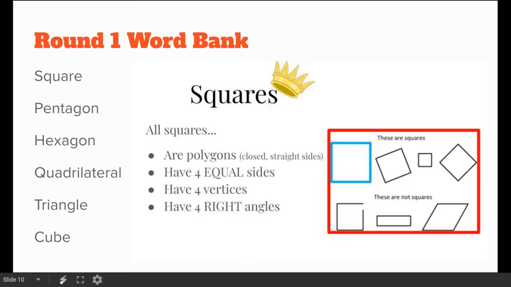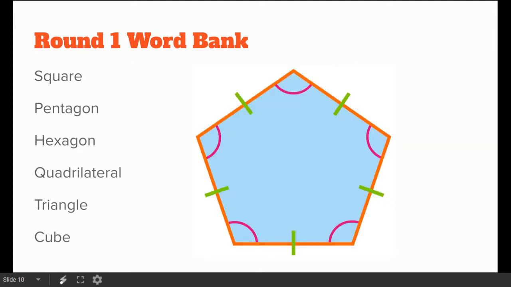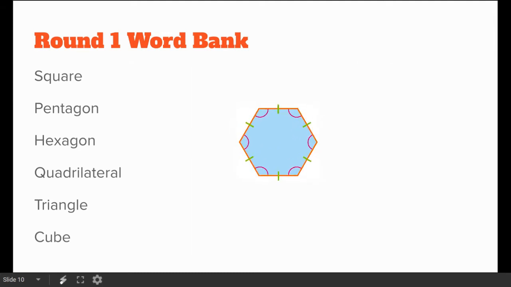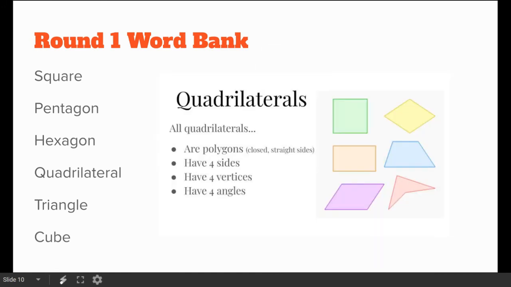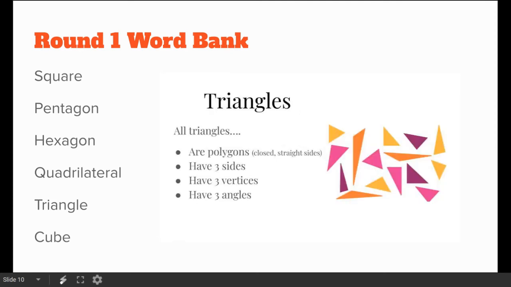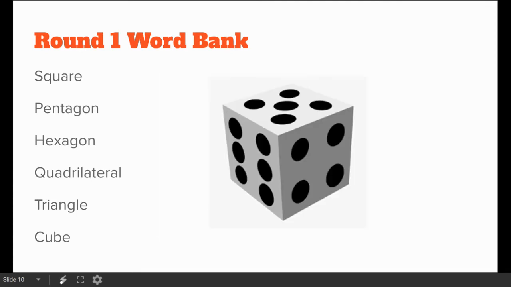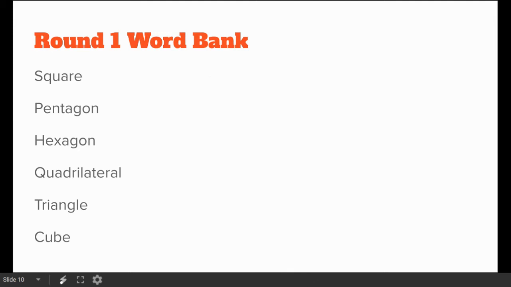Squares are our royalty. They are super special. They have to have 4 equal sides, 4 right angles. Our pentagon, we know, is going to have 5 sides. Hexagon is going to have 6 sides. A quadrilateral is going to be anything that has 4 sides. So picture all those different shapes we've talked about that have 4 sides. And the specialty ones: trapezoids, rectangle, square, rhombus, all of those could fall under quadrilateral. And our triangle is going to have 3 sides. And remember, our cube is our 3D shape. So put your listening ears on, and here is our first riddle.